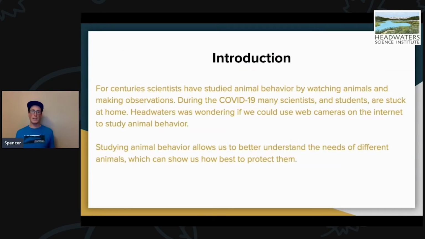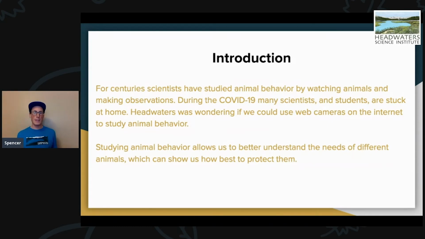So why are we doing this research? For centuries, scientists have been studying animal behavior by watching animals and making observations. However, during the COVID-19 outbreak, many scientists and students like you are stuck at home and can't make these animal observations. I and the rest of Headwaters were wondering if we could use web cameras on the internet to study animal behavior. So why do we study animal behavior?